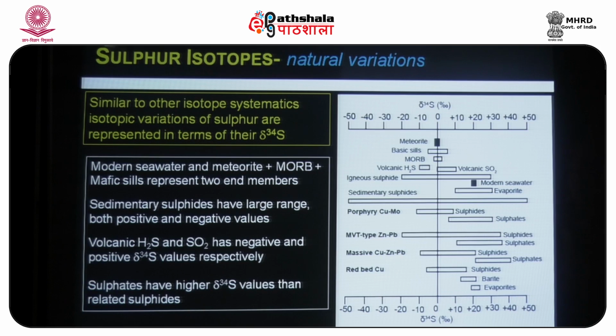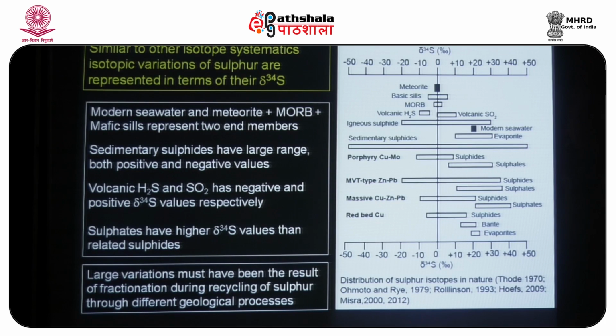So, meteorite and modern seawater appear to be the two end member isotopic compositions, and maybe they are the two end member sources from which the sulfur has been recycled to generate these isotopic variations in nature. There are several mechanisms by which sulfur isotopes can fractionate in nature.